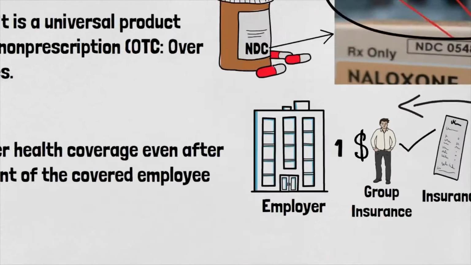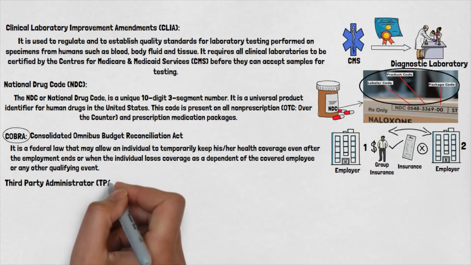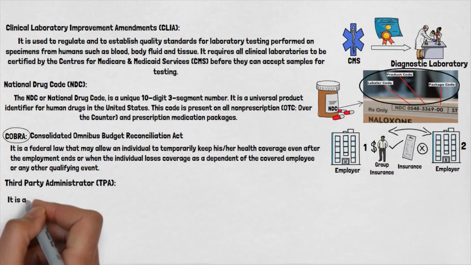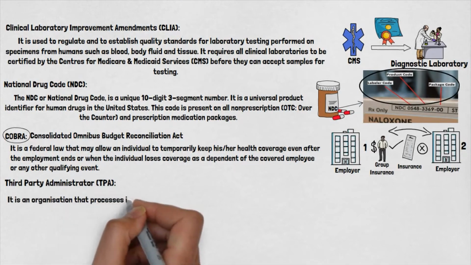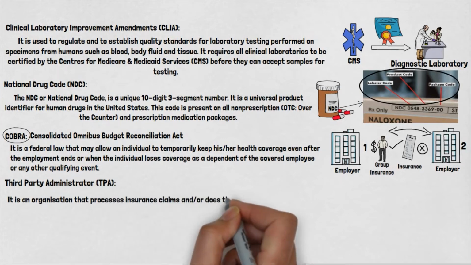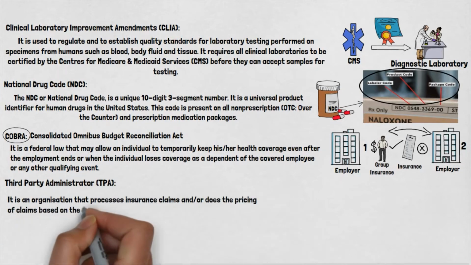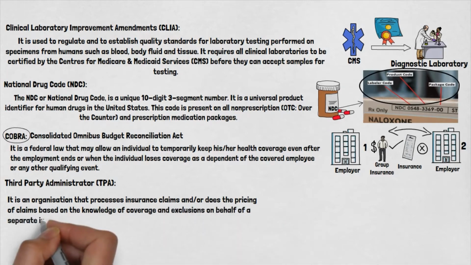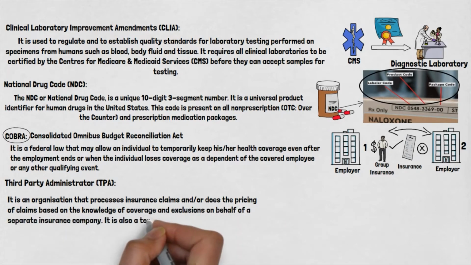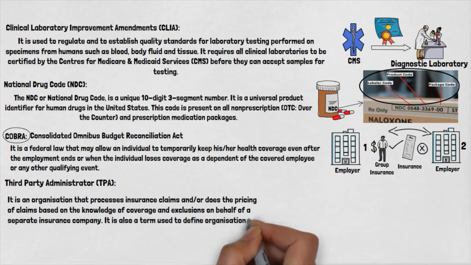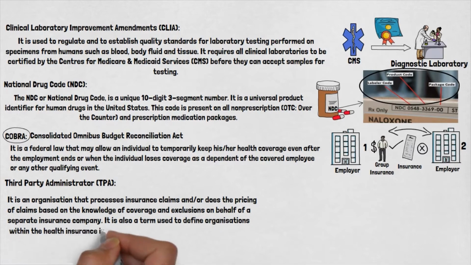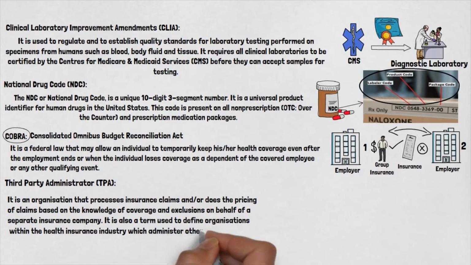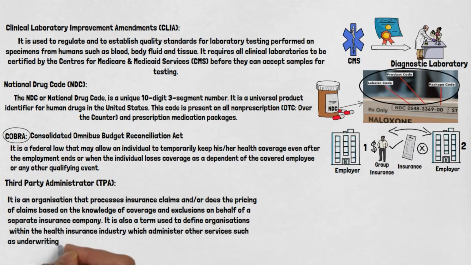Now the next one is third-party administrator, also known as TPA. It is an organization that processes insurance claims and or does the pricing of claims based on the knowledge of coverage and exclusions on behalf of a separate insurance company. It is also a term used to define organizations within the health insurance industry which administer other services such as underwriting and customer service.